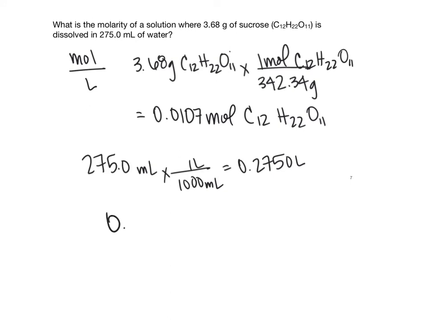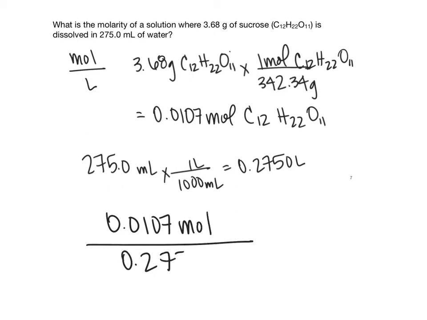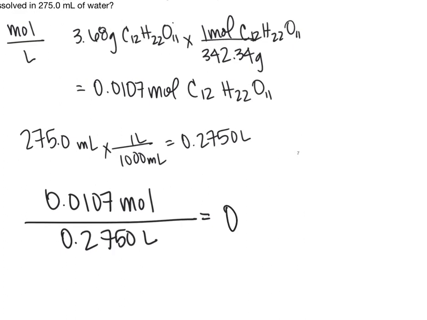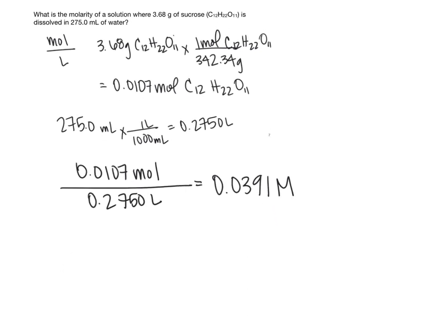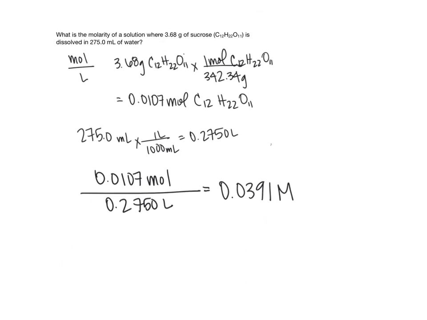So now let's determine the molarity. We're going to take our 0.0107 mole divided by 0.2750 liters, and that gives us 0.0391 molar. Or if you wanted to report this as millimolar, in 1 mole there are 1,000 millimoles, and that would be 339.1 millimolar.